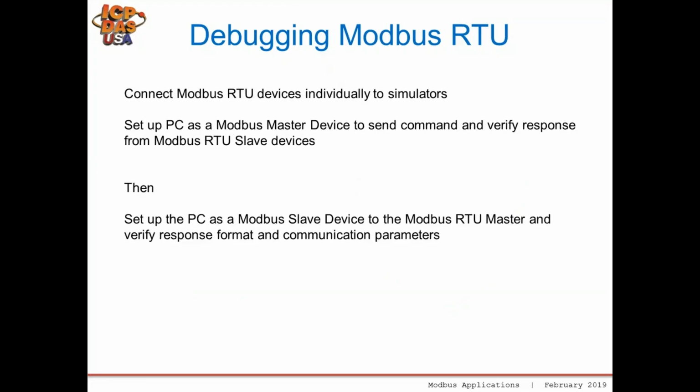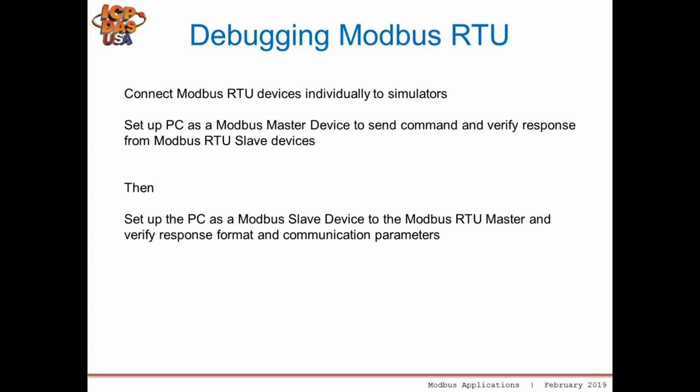For debugging, we use Modbus RTU simulators to individually connect to the slave devices and to the masters. So you would, in this case, set up a TM7561 connected to a PC and send commands and verify responses to your Modbus RTU slave devices.